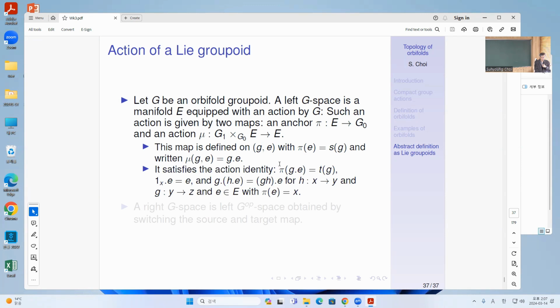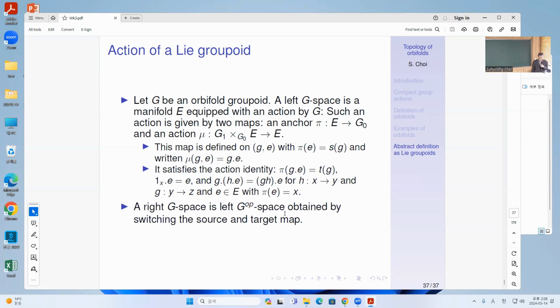So then it satisfies the action property, that pi of g times e is the target of g. So you send the source to the terminal point here, and the identity at x sends e to e. So for any x, the trivial arrow sends any point e to e, and (gh) times e is g times (h times e) for h from x to y and g from y to z, and e with pi E being of course x. All right. So for this action, you have to have this condition.